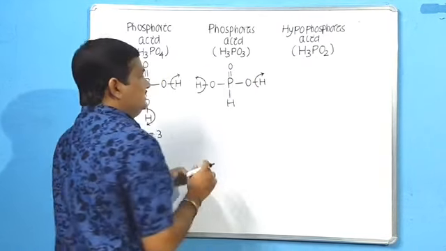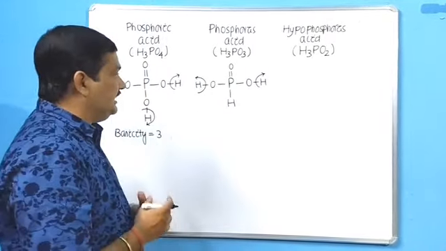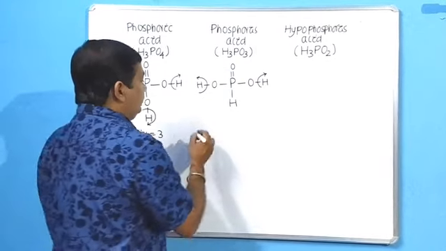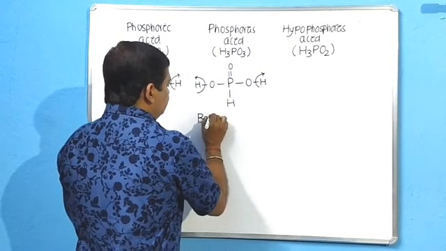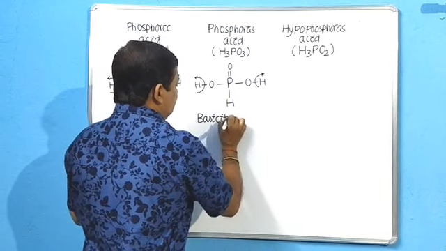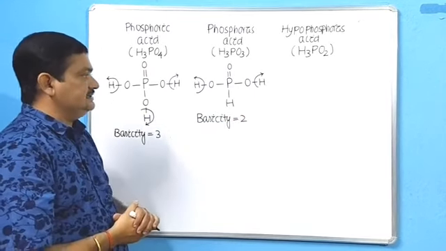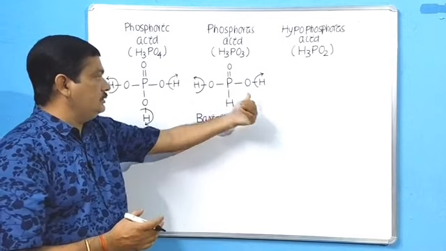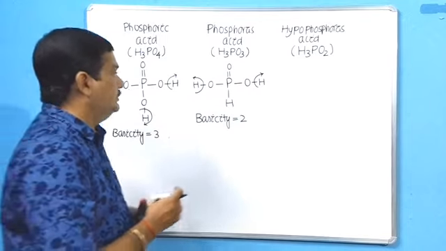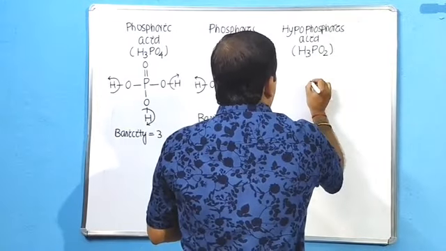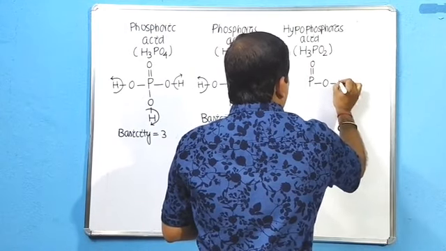These are the replaceable ones. Earlier there were three replaceable, now there are two. So the number of replaceable H plus ions in this case is 2. So its basicity is 2. So you have to remember phosphorus acid basicity is 2, because as per the structure only 2 H plus ions can be removed. Then coming to the structure of hypophosphorus acid, double bond O, H.